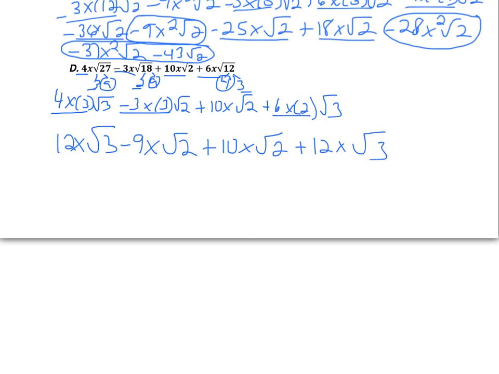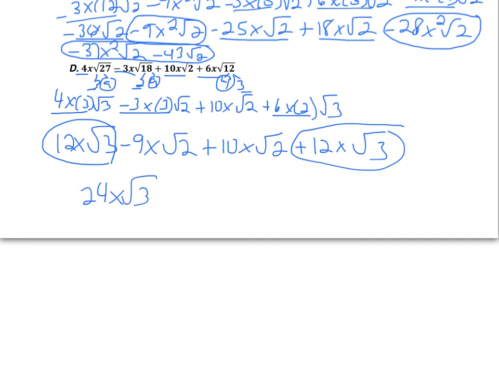So again, same letters, same exponents, same root. So we have 12x root 3 and 12x root 3. So that's 24x root 3's. Negative 9x root 2 and 10x root 2 is a positive 1x root 2. Or you could just write 24x root 3 plus x root 2.